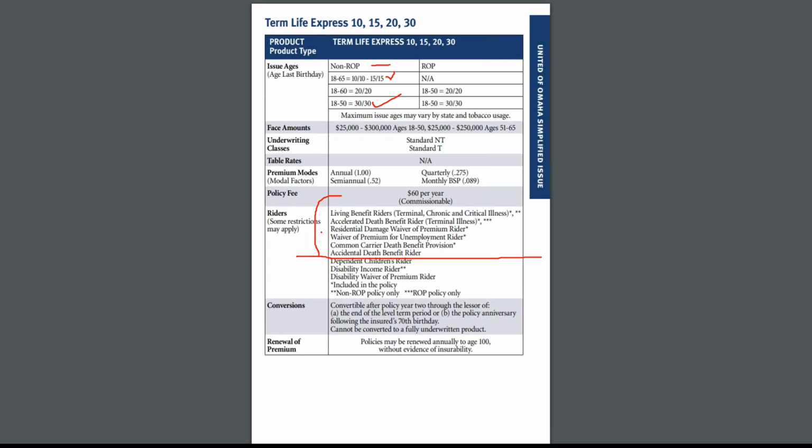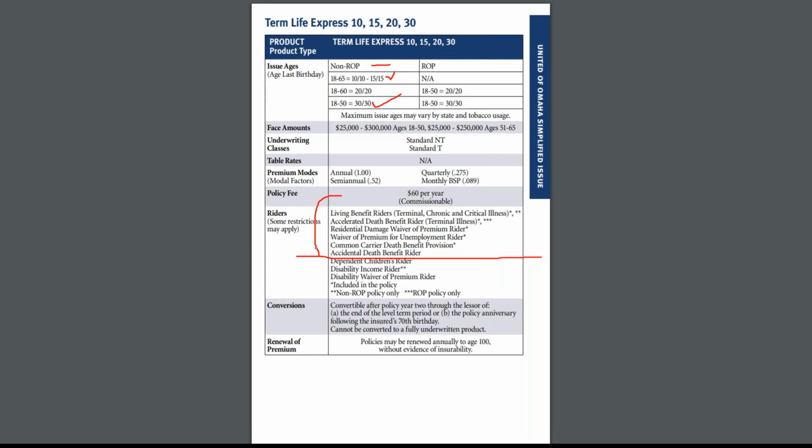There's also a common carrier death benefit provision at no extra cost. Common carrier is anything they would have purchased a ticket for. So if they bought a Greyhound bus ticket or airplane ticket or anything where they actually purchased a ticket and they passed away while being a passenger, then it will double the coverage. Actually, I drew the line too soon.